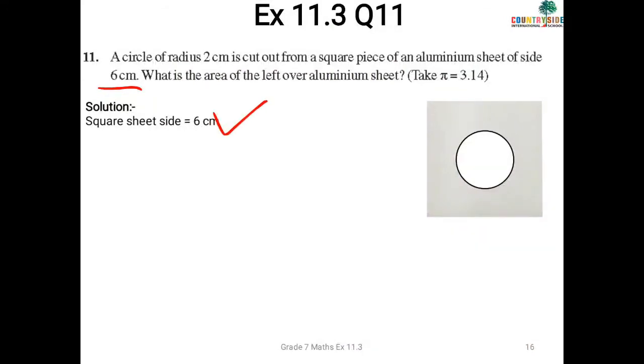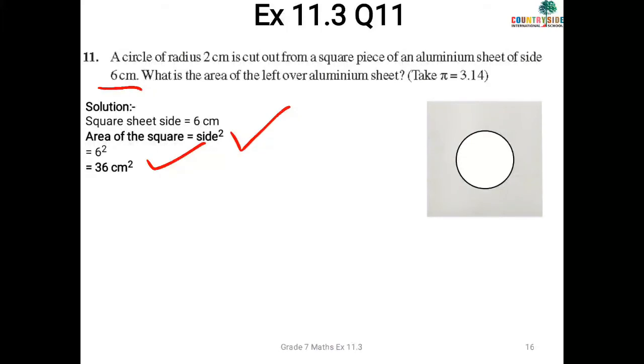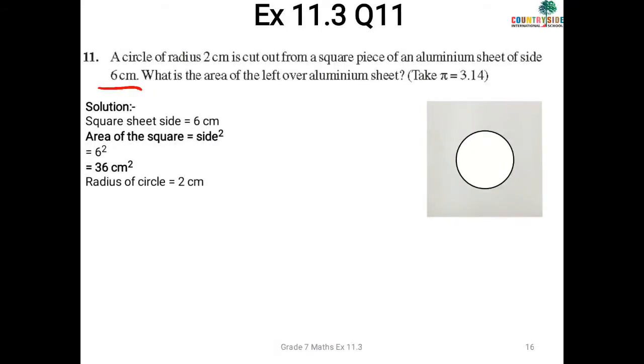Square sheet side is 6 centimeter, that is given in the question. So area of a square, we all know side square, so 6 square, that is 36 centimeter square. Now we have to find the area of this circle. So the radius of a circle is 2 centimeter.